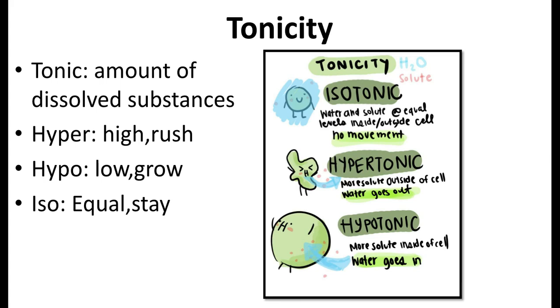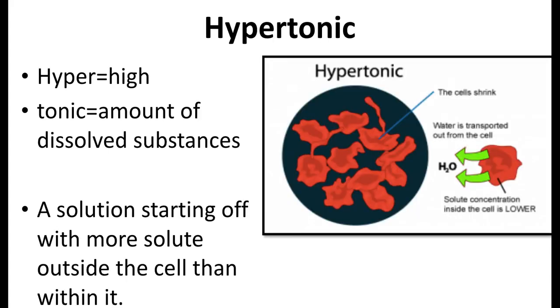Hypo will have a low amount of dissolved substances, and iso means equal or staying the same. So our first one, we have hypertonic. I remember hyper: when I'm hyper, I drink a lot of coffee, but coffee naturally dehydrates me. Or you could think of drinking an energy drink, which has a high amount of sugar. So hypertonic is going to be when I place a cell in a hypertonic solution.